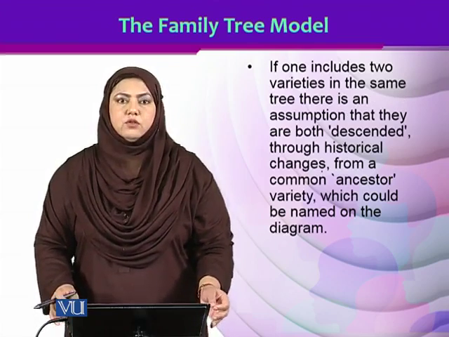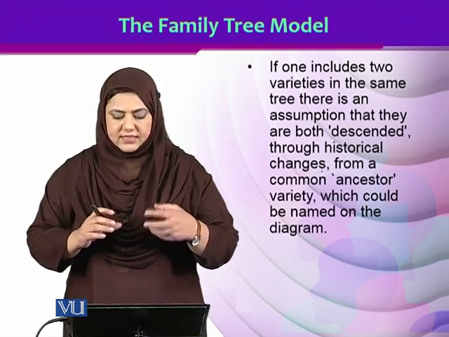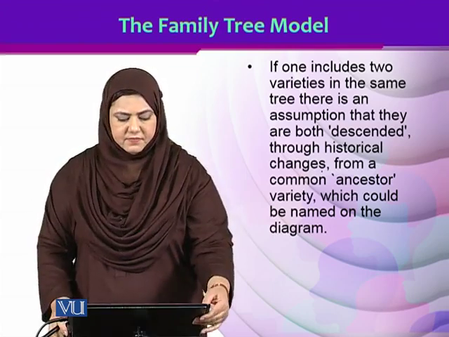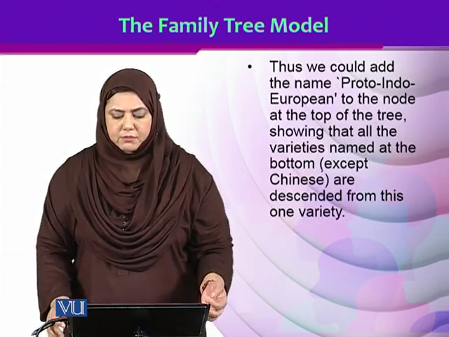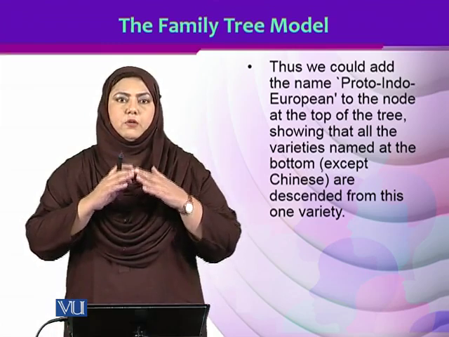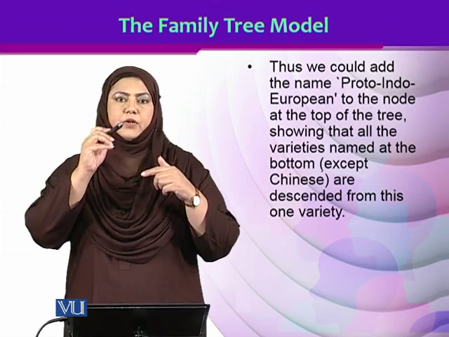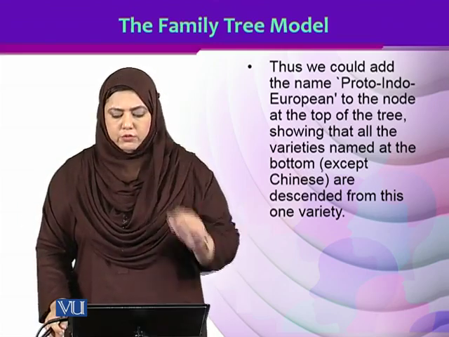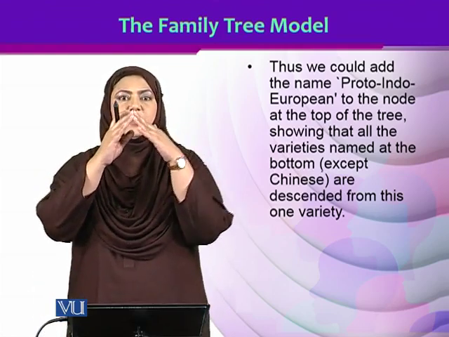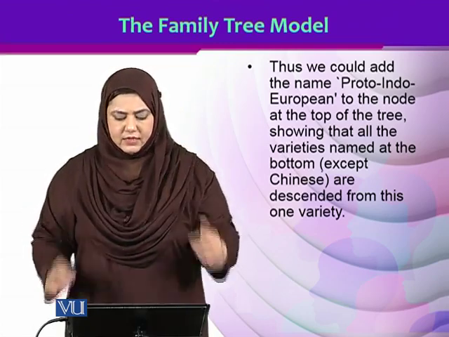If one concludes that two varieties are in the same tree, there is an assumption that they are both descended from the same historical changes and they have the same ancestor. So, for example, we could add the name Proto-Indo-European to the top of the tree. When the tree was made, at the top, that point is called a node. At that node, we could have written Proto-Indo-European, which means that is the parent, the grandparent, I would say, language from which, apart from Chinese, all these languages have descended.